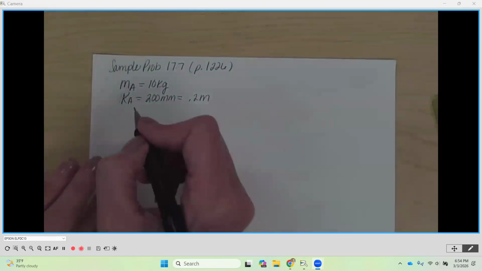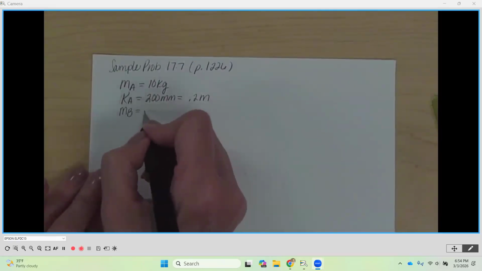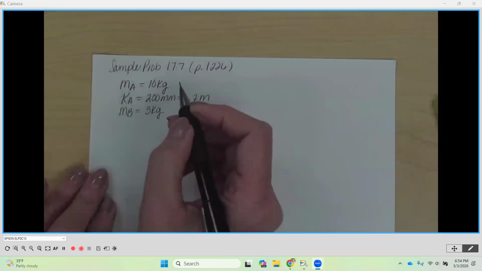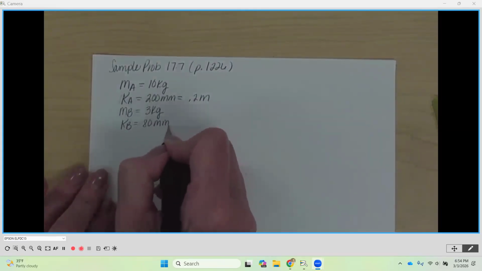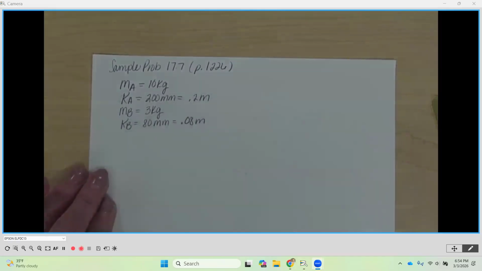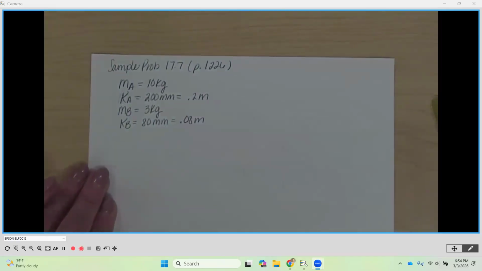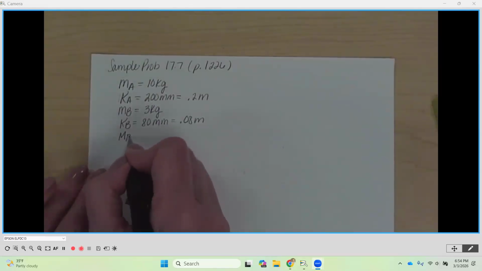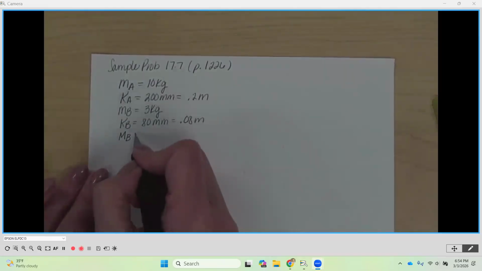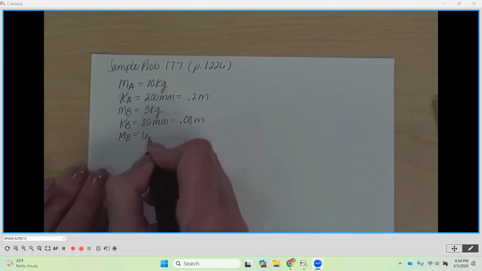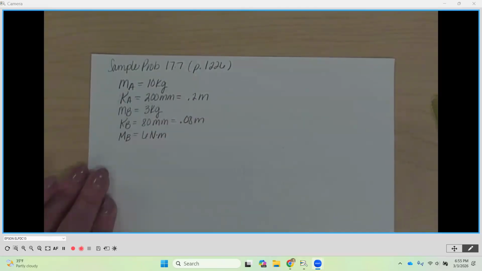Okay. Our mass of B was given to us as 3 kilograms. And our radius of gyration of B was 80 millimeters, which is going to be 0.08 meters, again moving to the left 3 places. And then in the problem, I'm putting moment on B because they just called it capital M moment. It's being input on B. So I'm going to keep it as MB is equal to 6 Newton meters.